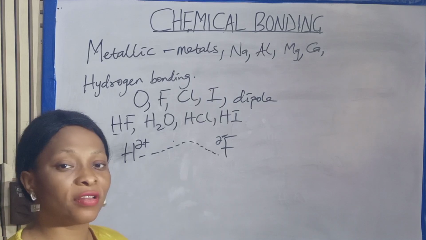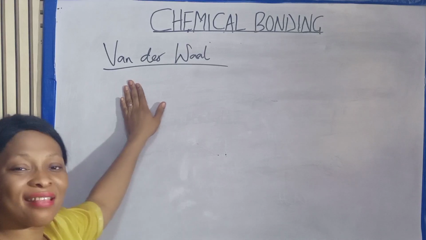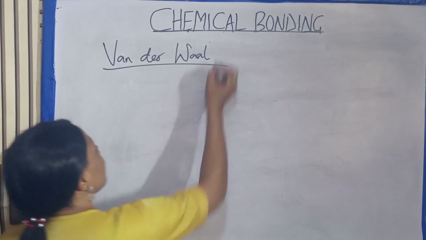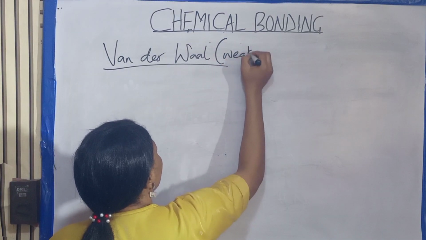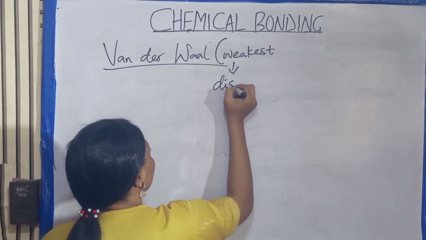Then the last type of bonding is the van der Waals forces. This is the weakest type of bond, and it exists in discrete molecules.